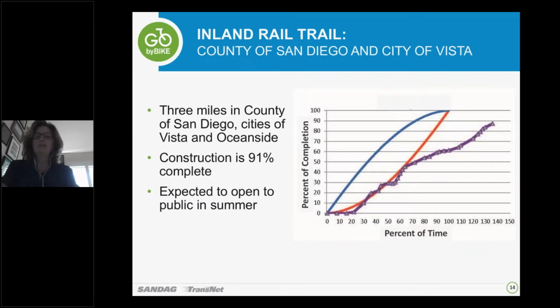3 miles, I mentioned, in the county of San Diego, the city of Vista, very small portion in Northeast Oceanside. We'll have this open later this summer. We're over 90% complete. No one is happy about this chart. Looks much different than the other charts I'll show you today. And I would just say that this project has suffered from a number of challenges during construction, numerous redesigns, and those are always timely and costly in construction, utility delays, weather. The weather this spring really set us back.